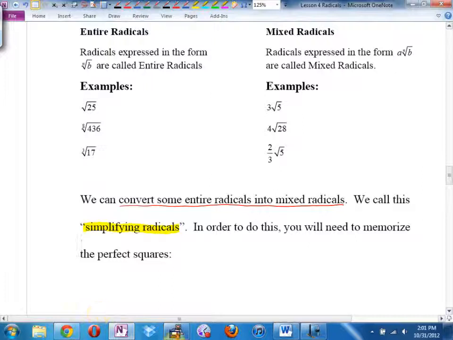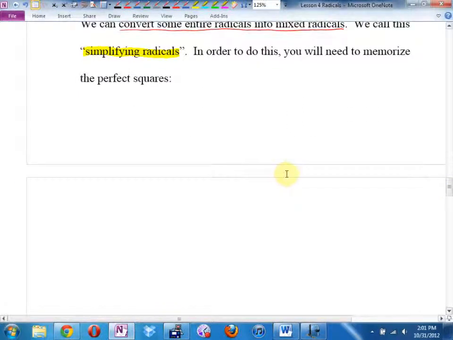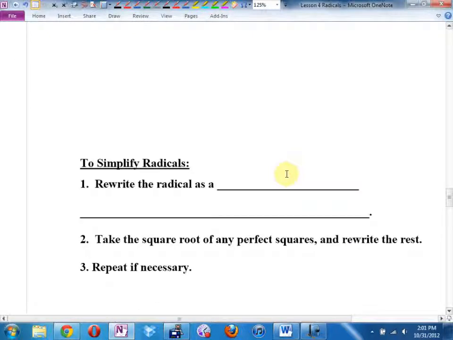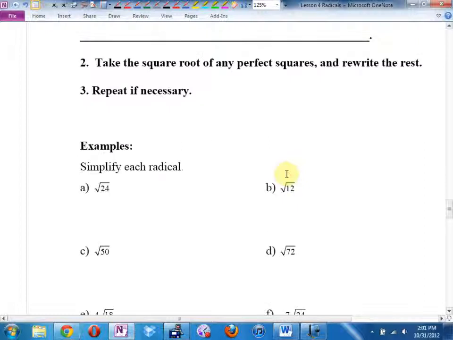In order to do this, you need to memorize the perfect squares. I was going to have us list them, but we listed them a couple of days ago, did we not? Yeah. So you need to know the perfect squares. To simplify radicals, you know what? It's easier to do an example first. Then we'll come back and write the rule.